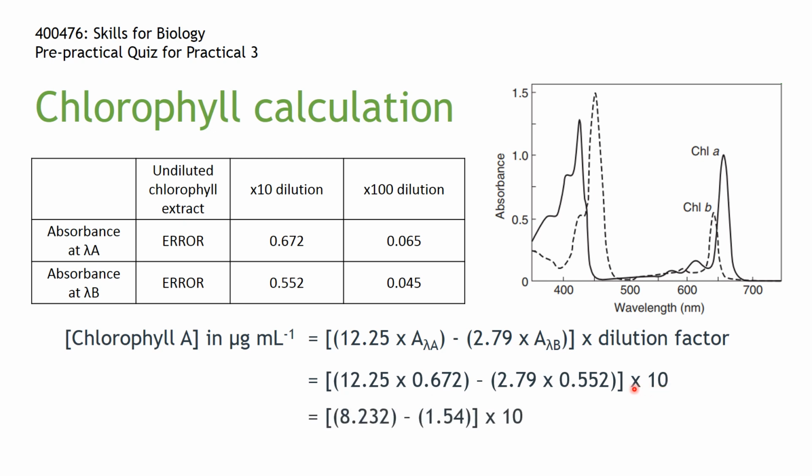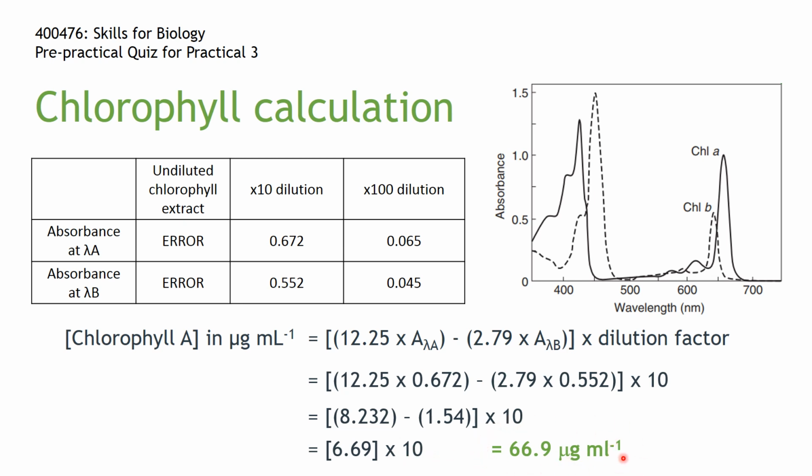Then we can just do the equation, so 12.25 times 0.62, that's 8.232, and then 2.79 times 0.552, that's 1.54. So we've got 8.2 and a bit minus 1.5 and a bit, times 10. If we do that, that's 6.69 times 10. So our final answer should be 66.9 micrograms per milliliter.